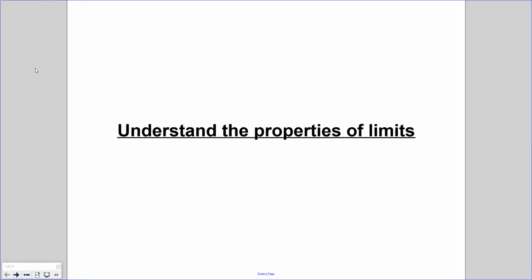Understand the properties of limits. So we want to understand the properties of limits so we can apply them to evaluating limits algebraically. But before we can understand how to use the properties of limits, we probably should learn what those properties are.